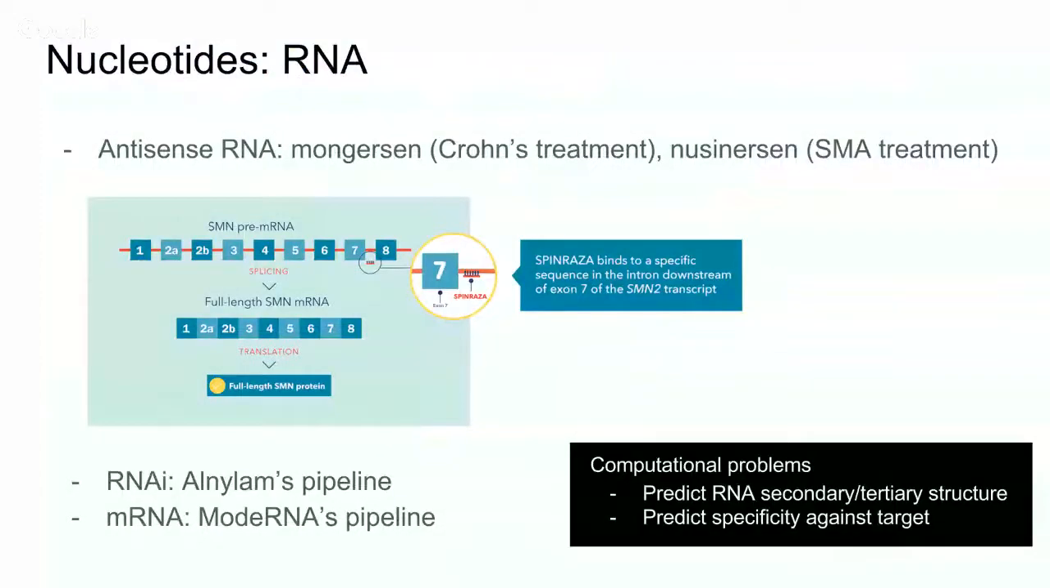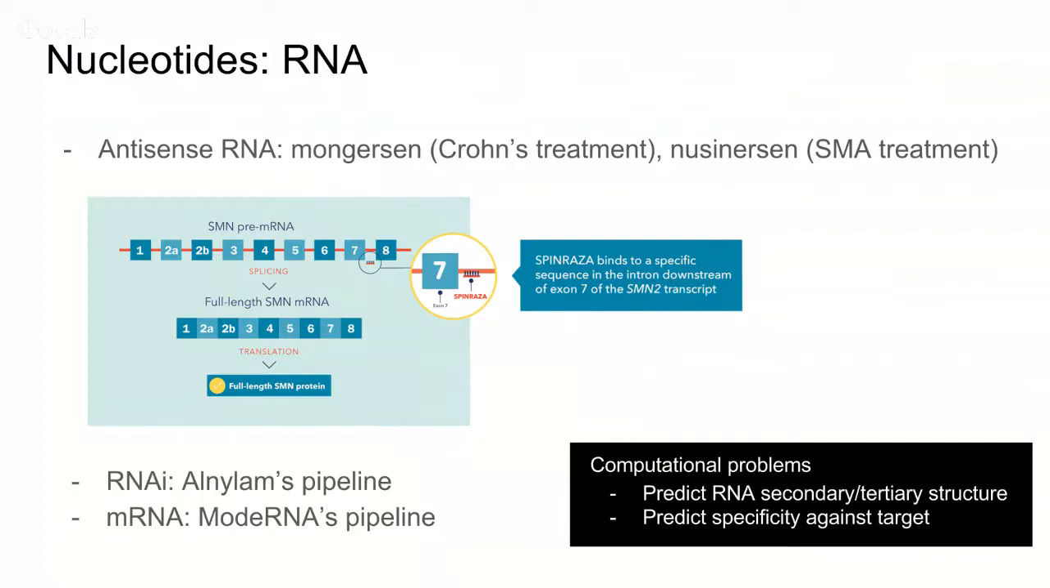The most drug-like nucleotide therapy is probably RNA, and there are some really interesting new developments here that I think are pretty exciting. So antisense RNA didn't get a lot of love for a long time, but in the recent past, 2 drugs have been approved using antisense RNA technology. One for Crohn's, and the reason it works well is because Crohn's is in your gut, so you can get RNA to your gut fairly easily. And the other one's for SMA, which is a very, very serious genetic disease. And in that case, you inject the RNA straight into the CSF.